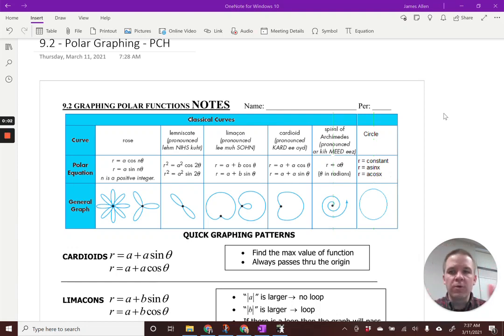Woohoo! We're going to be graphing now today, and it's going to be awesome. All right, so there's a lot of information here. We got some nice little formulas, general equations for these various graphs here. We're going to be graphing in Polar. It's going to be awesome. Look at all these fun little shapes here.